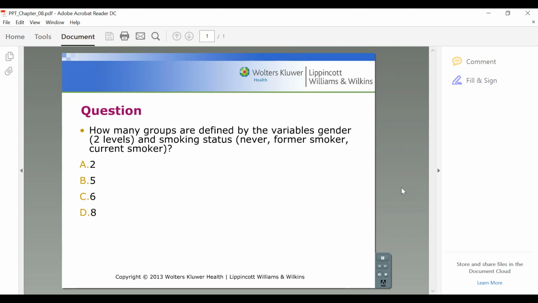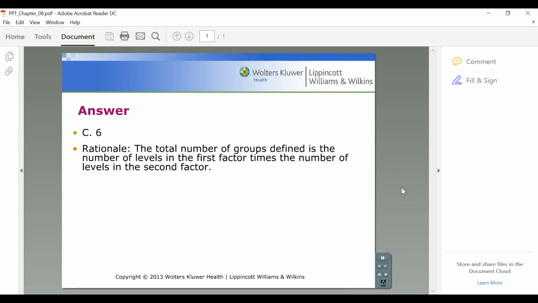Okay, so our question would be, how many groups are defined by the variables gender and smoking? In this example, we have gender, which is 2, and smoking. These are 2 independent variables. This looks like a 2 by 3 because smoking is broken up into 3 levels: never, former, or current. So 2 times 3, which means, simple math, you will have 6 different groups broken up and looked at via the analysis.